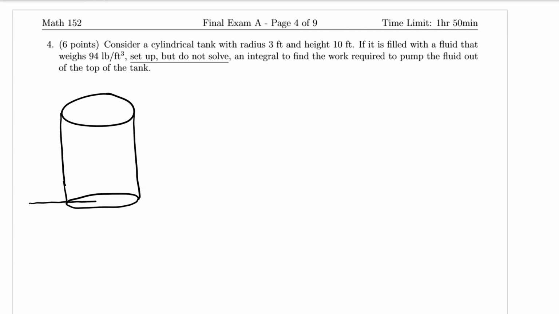So I'm going to have it line up with the x-axis, and then here is my y-axis. And what I'm going to do is draw a cross-section of the fluid that is in this tank. So there is that. This is delta y, the thickness of this. And we know that the radius of the tank is 3 feet. So the distance from here to here is 3 feet. And we also know that the height of the tank is 10 feet.